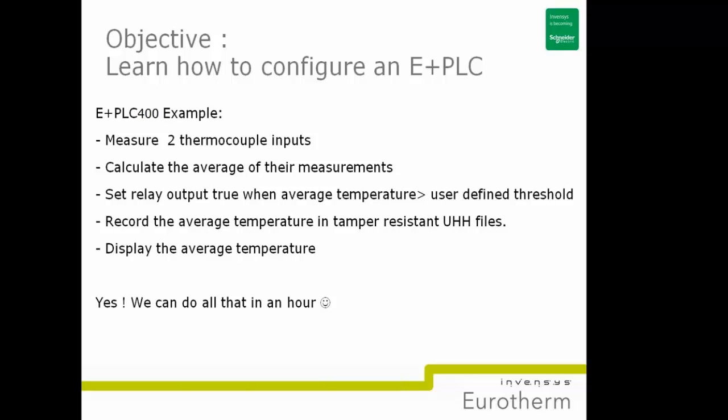So what's the objective of this hour-long webinar? We're going to learn how to configure an E+PLC, or at least get you started, and we're going to use a 400 as an example. We're going to measure two thermocouple values, calculate the average, and set a relay output true when the average is above a user-defined threshold, which we will define. We will also record the values in tamper-resistant UHH files and display the average on an HMI. And yes, we will be able to do all of that in 1 hour.